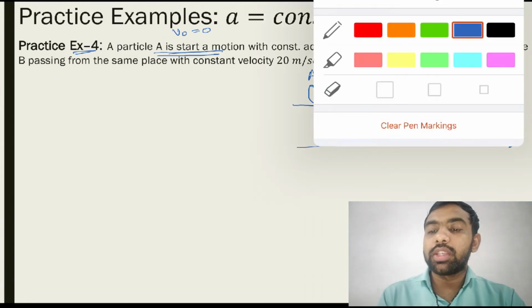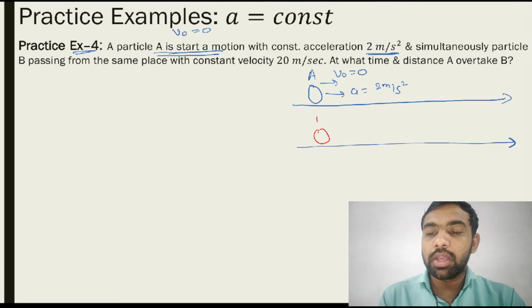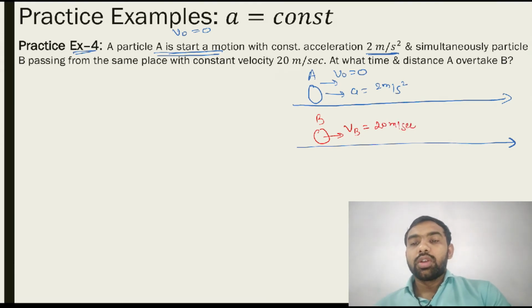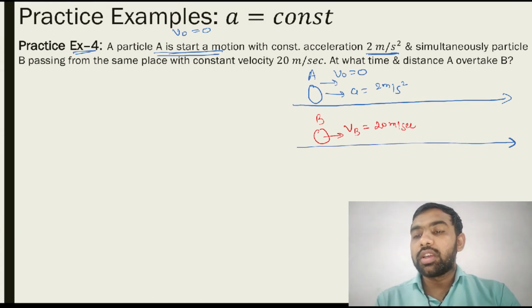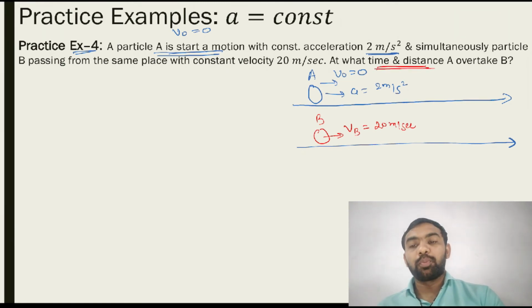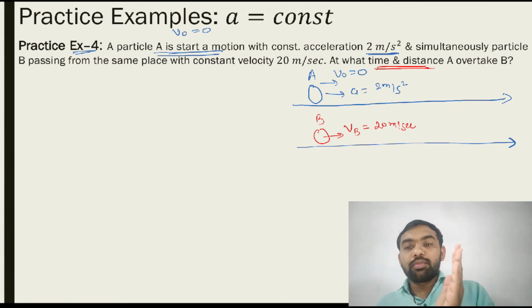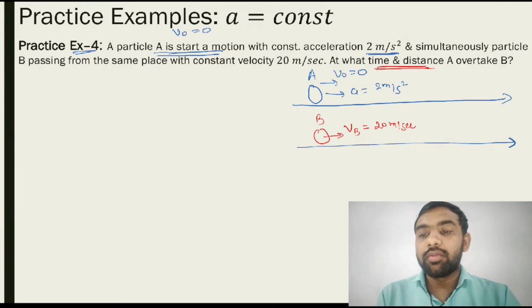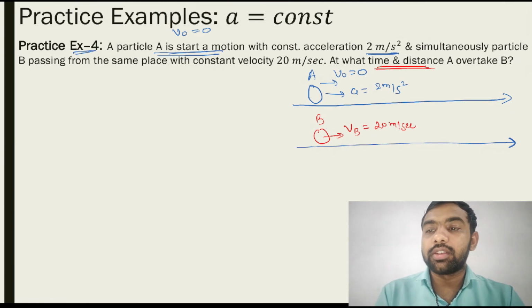Particle B's velocity is constant, it passes from there with constant velocity, so VB is equal to what? 20 meter per second. So at what time and distance does A overtake B? Look, initially this particle A is starting from rest, and B is moving with a larger velocity. So initially A follows B. Okay, let's understand this situation properly.